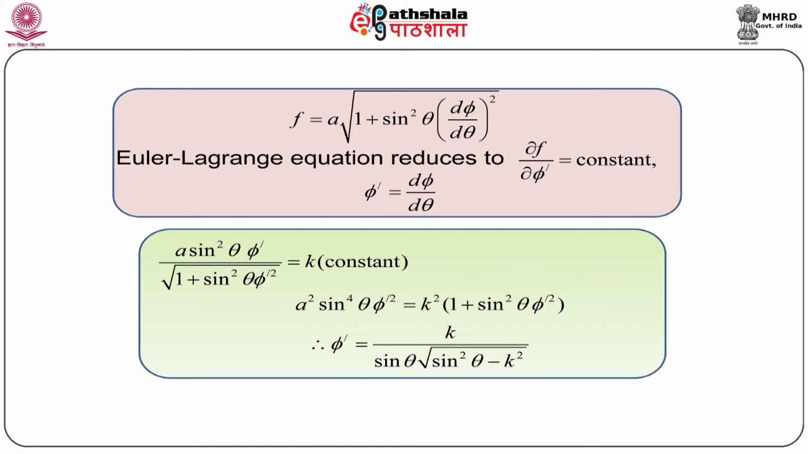If we integrate this, we get phi as a function of theta equal to integration k cosec square theta into d theta divided by root over 1 minus k square minus k cot theta its square plus integrating constant C2, as it is an indefinite integral. This on integration gives cos inverse of k cot theta divided by root over 1 minus k square plus C2.